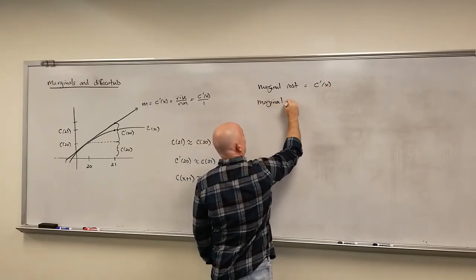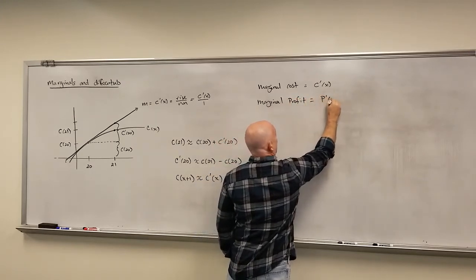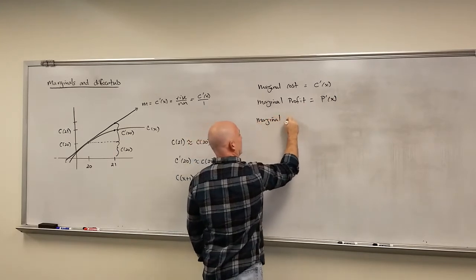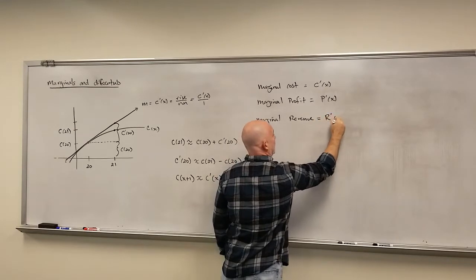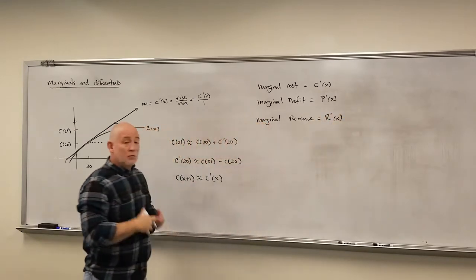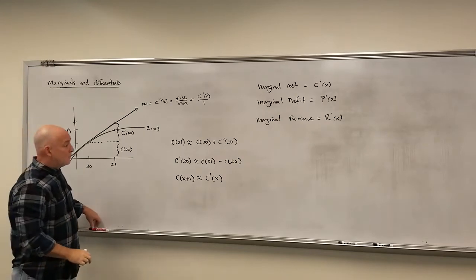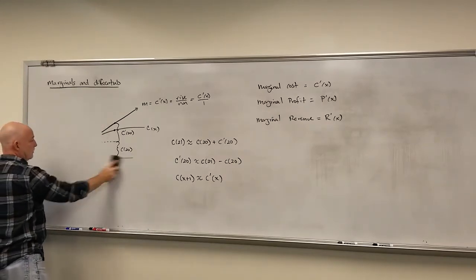Marginal profit would be p prime of x, and marginal revenue is R prime of x. So you hear the word marginal, all you're doing is thinking of the derivative. So let's take a look at an example of how one of these might be worded.